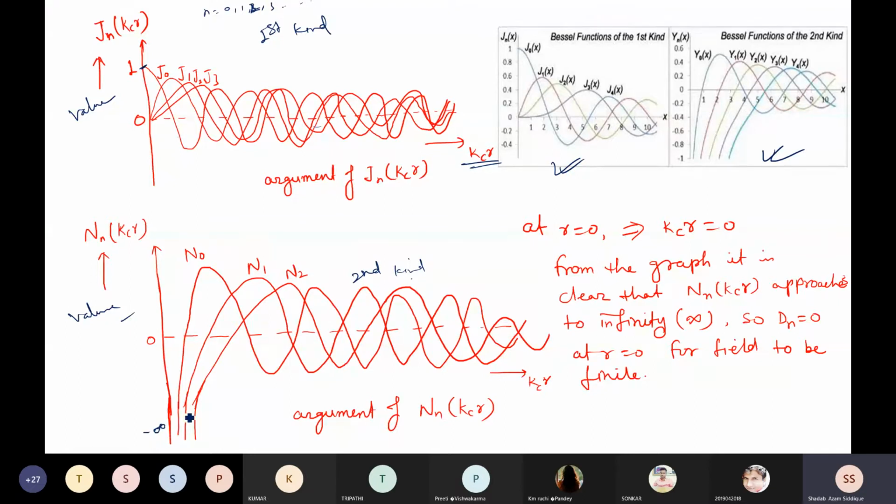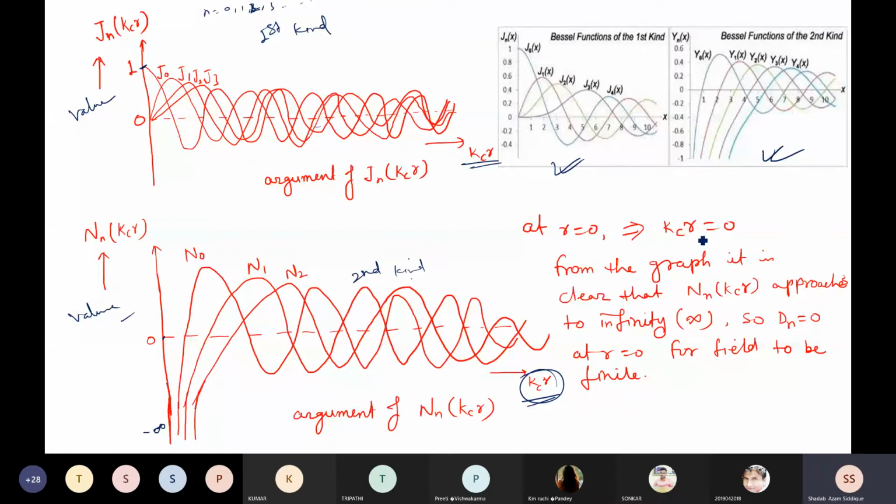At kc r equal to 0, if you substitute r equal to 0, kc r becomes 0. At 0 you can see the second kind goes to minus infinity, but Jn has some finite value there. As you increase the n value, the value at r equal to 0 reduces, but Jn(kc r) still exists.